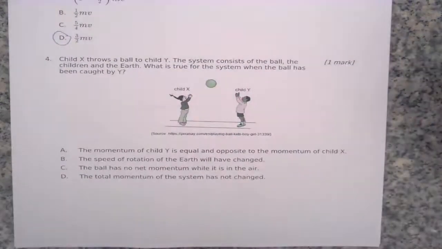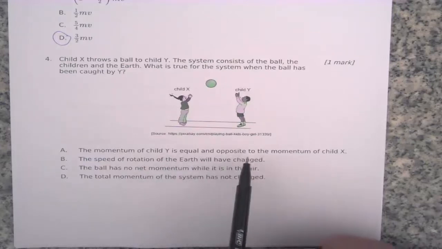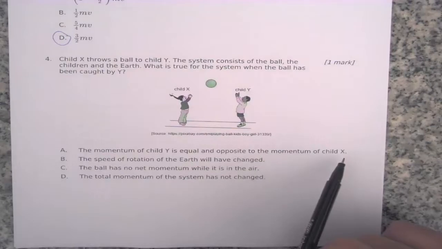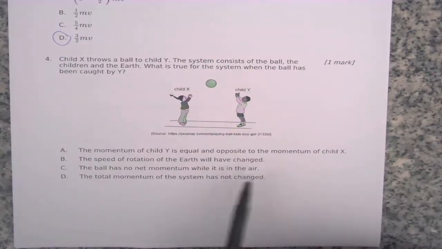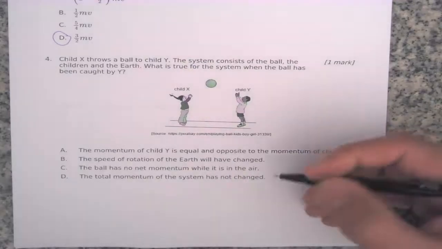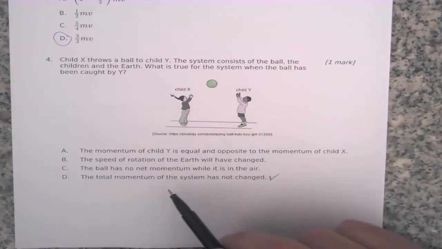Number 4. Child X throws a ball to child Y. The system consists of the ball, the children, and the earth. What is true for the system when the ball has been caught by child Y? We have: the momentum of child Y is equal and opposite to the momentum of child X; the speed of rotation of the earth will have changed; the ball has no net momentum while it is in the air; and the total momentum of the system has not changed. And of course here your correct answer is D, because momentum is always conserved.